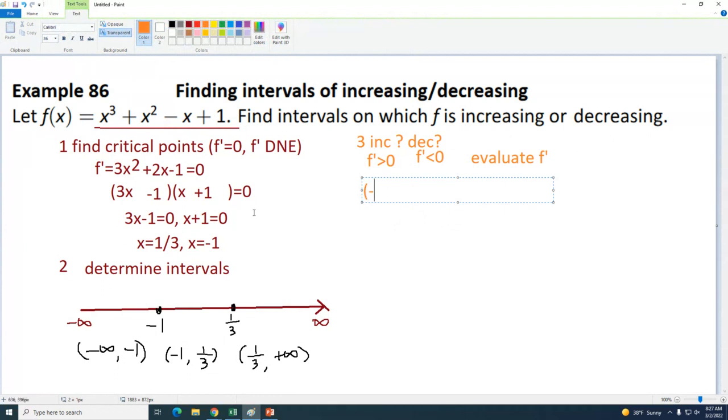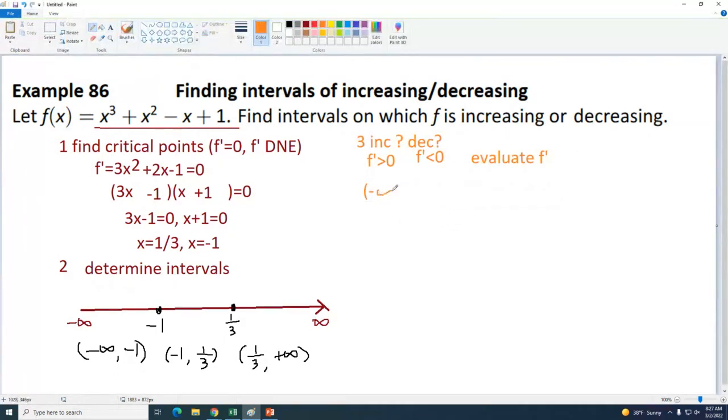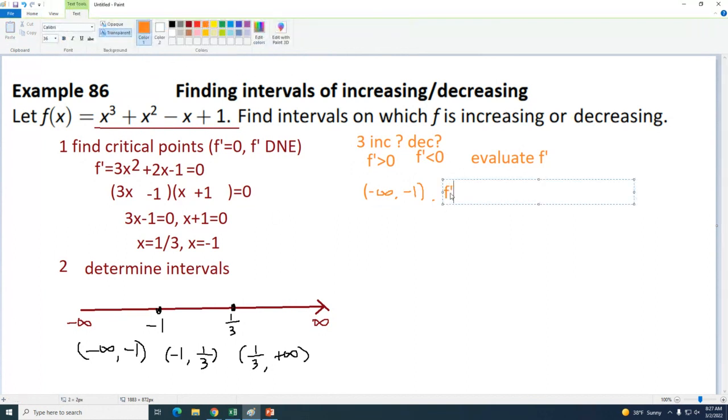So for example, the first interval, negative infinity to -1. We want to know if it's increasing or decreasing. So let's pick a point on this interval, let's say -2. We can calculate the value of f prime of -2 to see if it's increasing or decreasing. So I'm going to plug in -2 here.